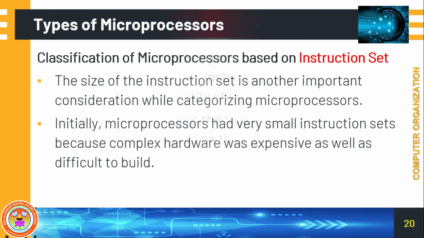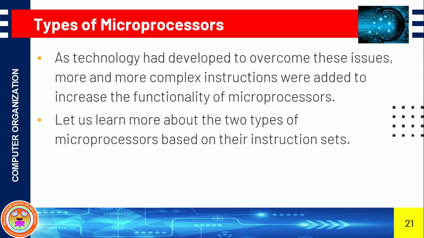As technology developed to overcome these issues, more and more complex instructions were added, increasing the functionality of the microprocessor. Why? Because in the earliest period we executed a very small amount of data. After that, many technologies came along, and we perform more and more complex instructions. At that time we needed much more functionality from microprocessors. So let us learn about two types of microprocessor based on their instruction set. We'll see them one by one.